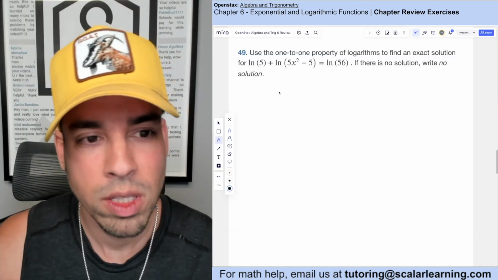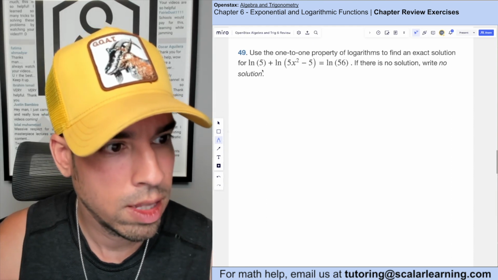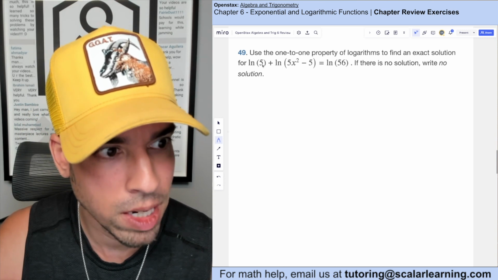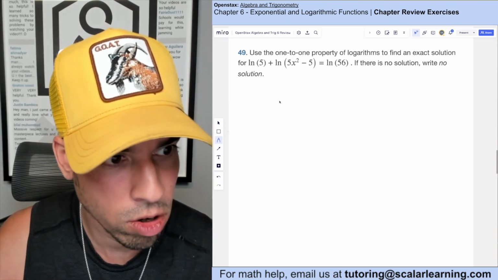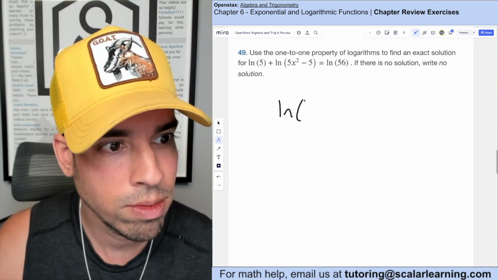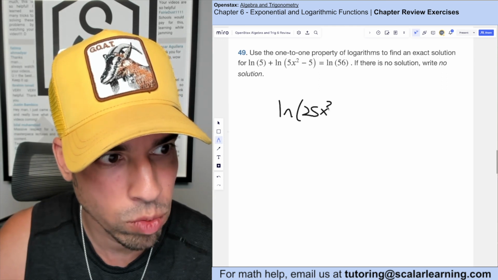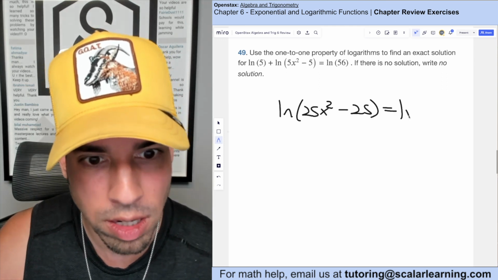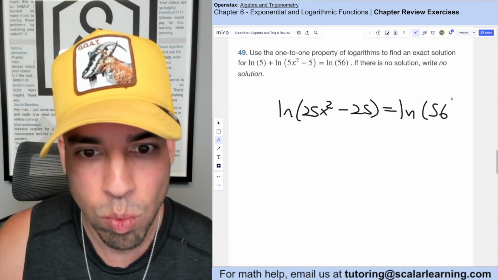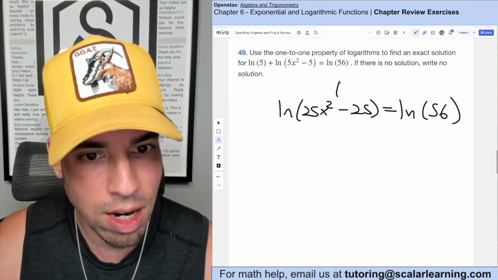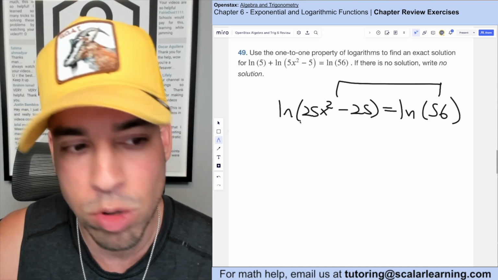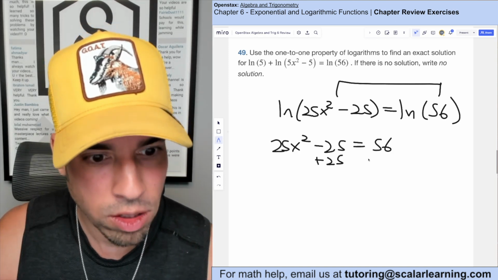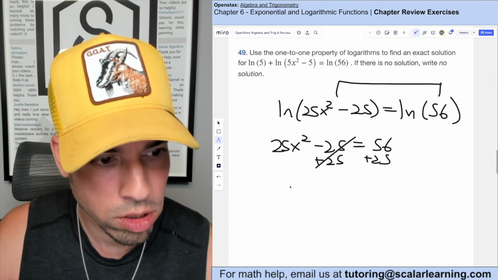Done. So for this one, the first thing I'm going to do on the left-hand side is consolidate, because I know when I have logarithms that are the same base and I'm adding, it's like multiplying the arguments. So I get ln of 5 times 5x squared, which is 25x squared, and then 5 times negative 5 is negative 25, equals ln of 56. And the one-to-one property says that we can now just set these two arguments equal to each other because I've got natural log, natural log.